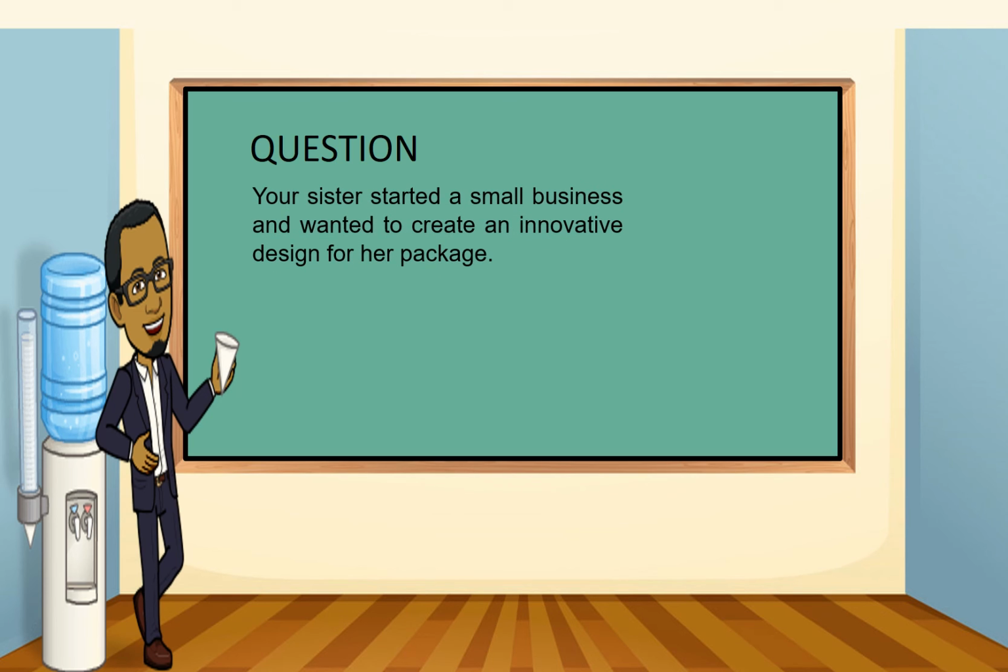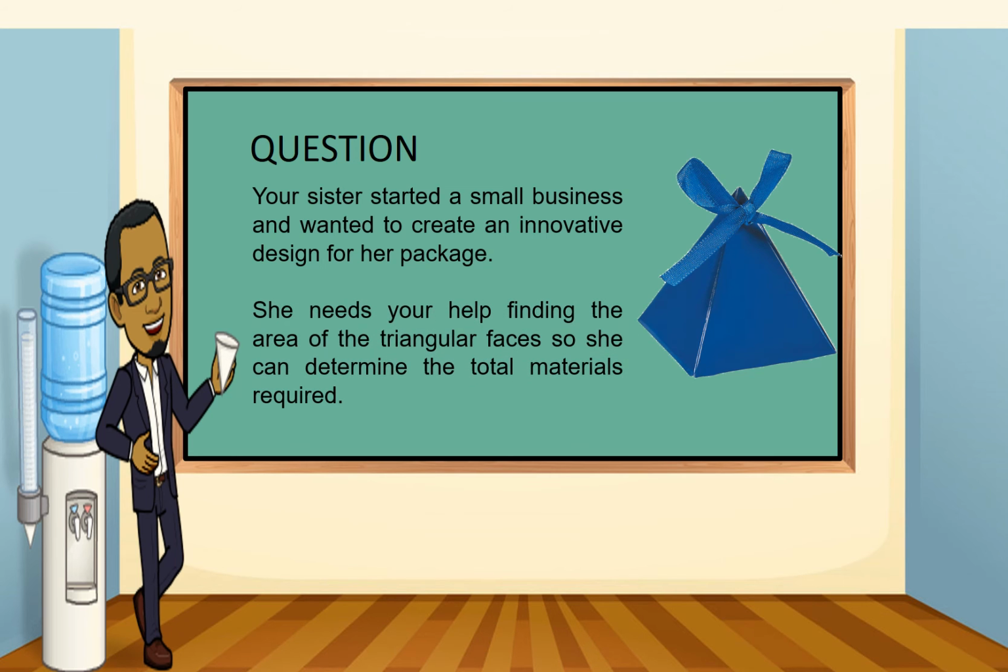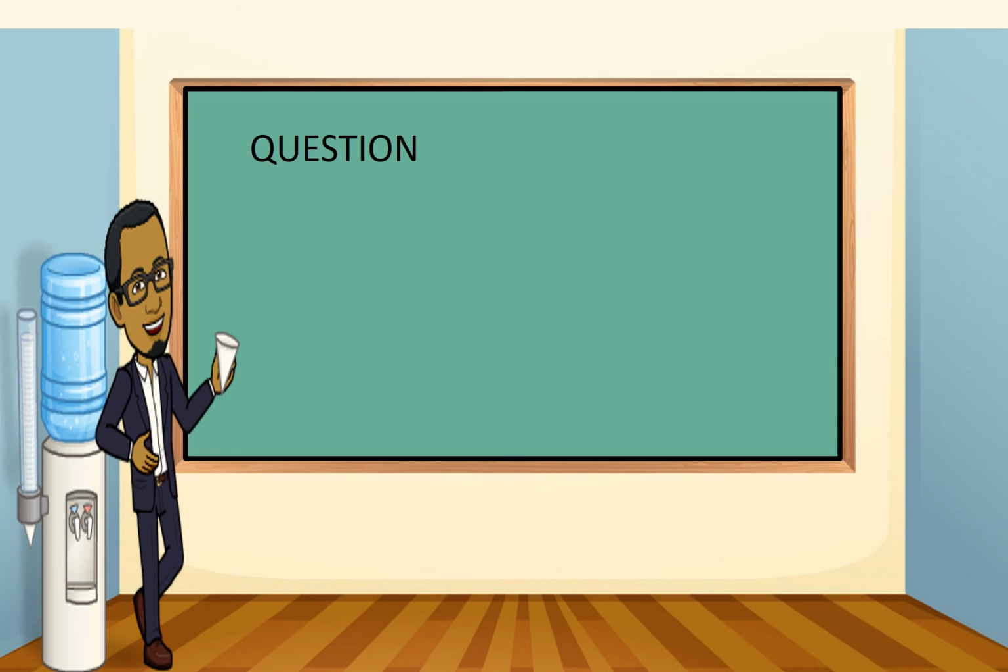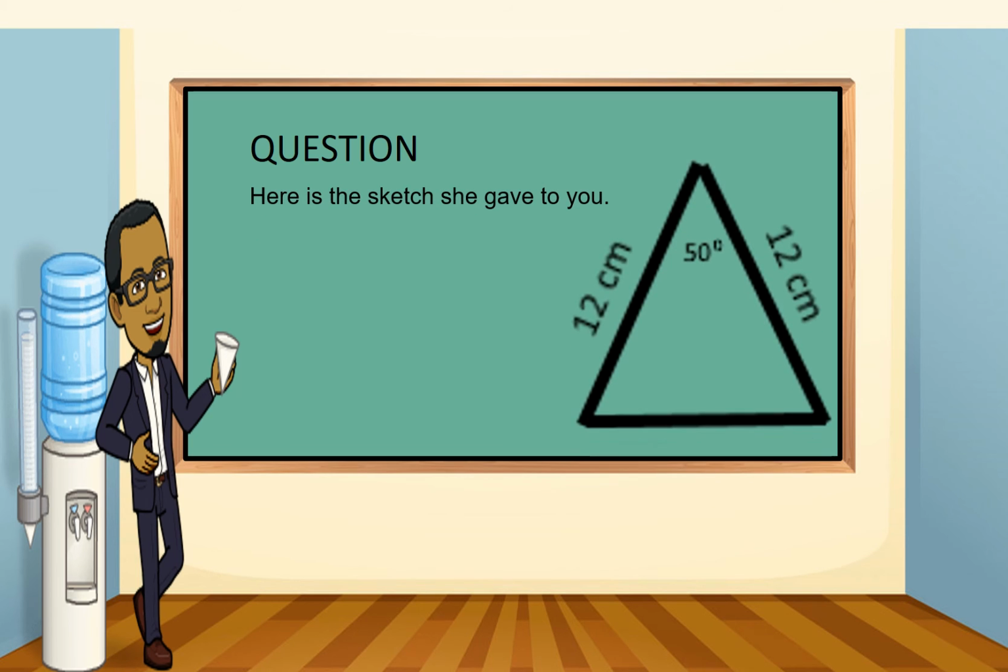Your sister started a small business and wanted to create an innovative package for her design. She needs your help in finding the area of the triangular faces so she can determine the total materials required. Here is a sketch she gave to you. Do you notice that this face has two equal sides of 12 centimeters and the included angle is 50 degrees? Could you use half multiplied by the base multiplied by the perpendicular height to solve this question?